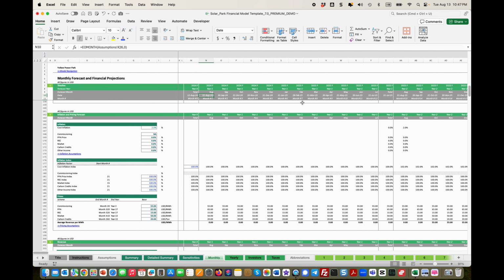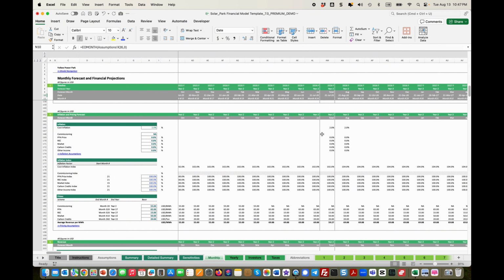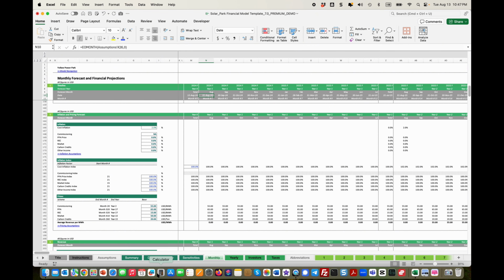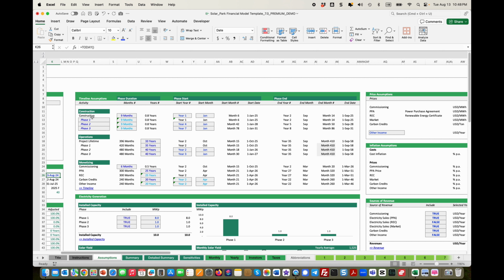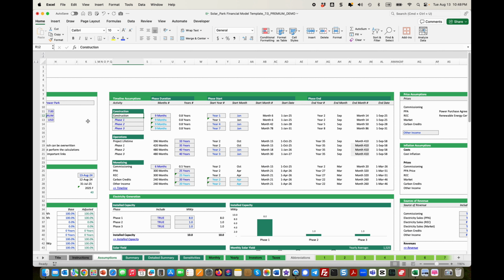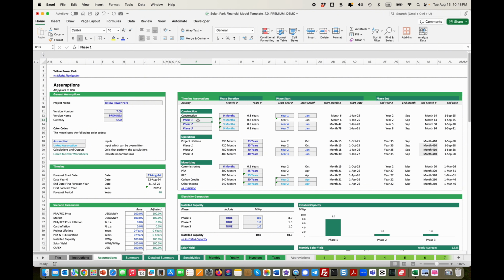And then we start to project on a month-per-month basis for up to 40 years what's going to happen with our solar park. Then what we need to define is the timing of the different phases. This park has 3 phases, or we can use all of them, or we can only use phase 1. It's really up to you. And what we need to define is how long the construction period will take.